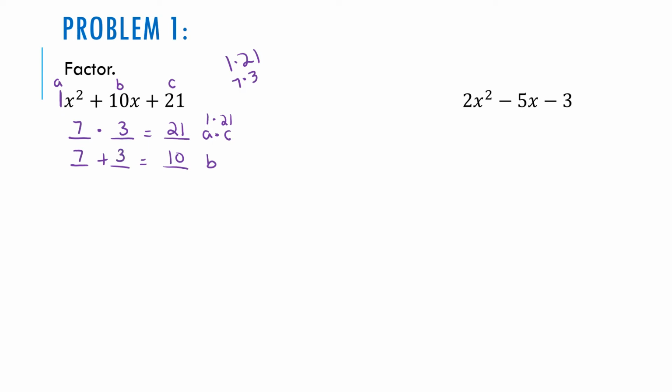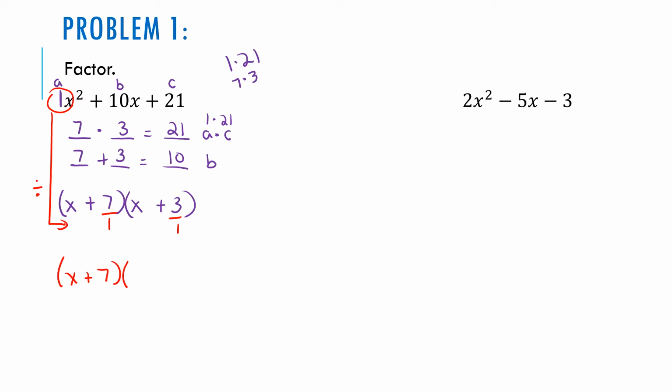Now that I've got the correct combination, I set up my parentheses. I'll put x's here because that's the letters that I have in this problem. I have a positive 7 and a positive 3. Then I'm going to go ahead and take the a value, which is a 1, and it's going to divide each number that I put in this parentheses. So 7 divided by 1 is 7, and 3 divided by 1 is 3. And now I have factored the trinomial.